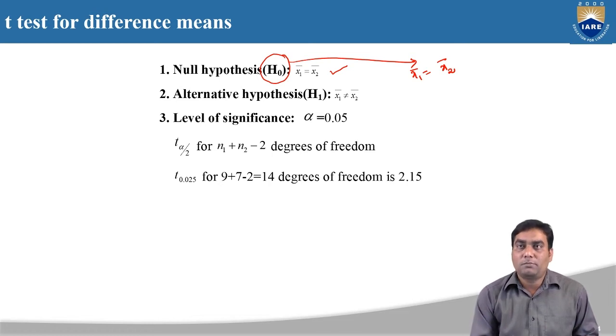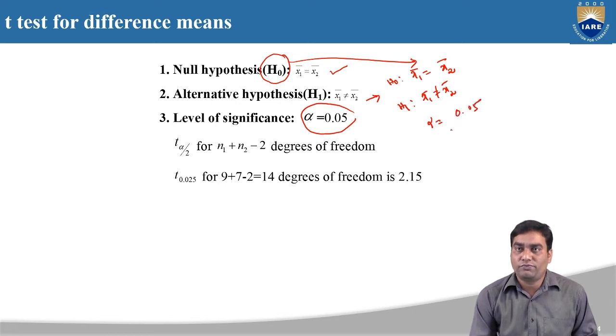That is x1 bar equal to x2 bar. And in step 2, we can set up the alternative hypothesis, denoted by H1. This is completely against the null hypothesis. That means x1 bar not equal to x2 bar. Step 3, we are going to define the level of significance, not given in the problem. You can take the general level of significance, which is 0.05.